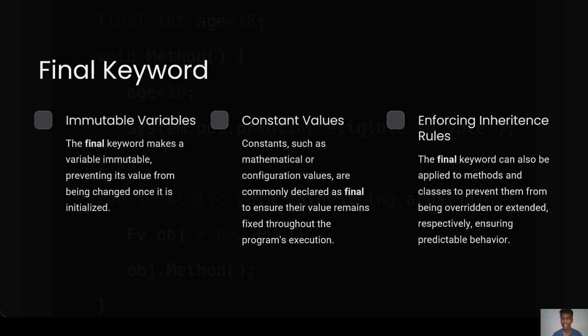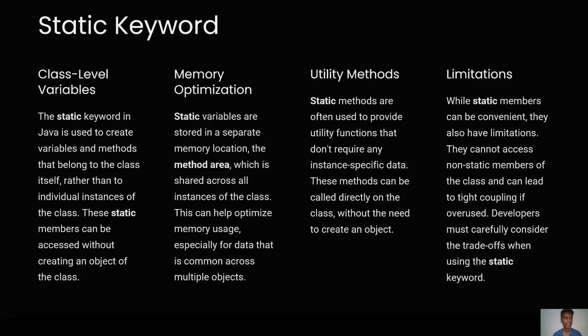The final keyword can also be applied to methods and classes to prevent them from being overridden or extended, respectively, ensuring predictable behavior. Next, we have the static keyword, class level variables. The static keyword in Java is used to create variables and methods that belong to the class itself rather than to individual instances of the class. These static members can be accessed without creating an object of the class.